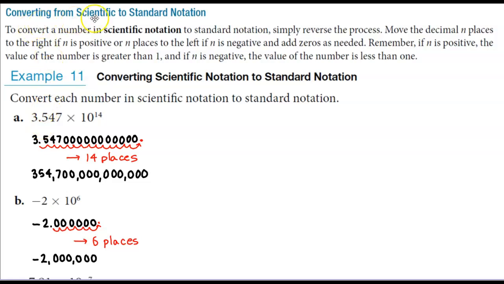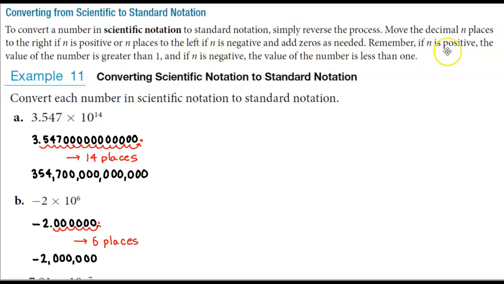Here we are converting from scientific to standard notation. To convert a number in scientific notation to standard notation, simply reverse the process. We're going to move the decimal n places to the right if n is positive, or n places to the left if n is negative, and then add zeros as needed.